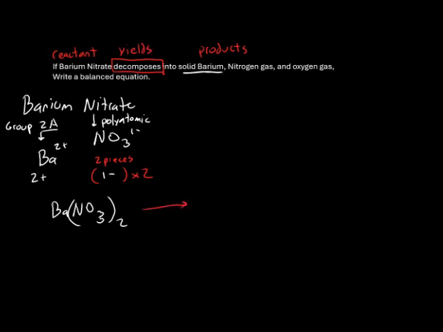Our first product is solid barium. If you're ever given that you have solid metal, that metal will automatically have no charge. That's different from the barium ions that were part of the barium nitrate compound. Solid metals have no charge, but metals that are part of a compound will have a charge. Therefore, when we write solid barium, we write Ba, but we do not write a charge above it. We'll put a plus after it and go on to our next compound.